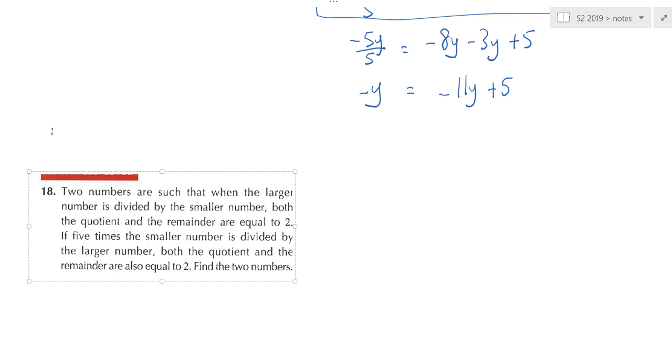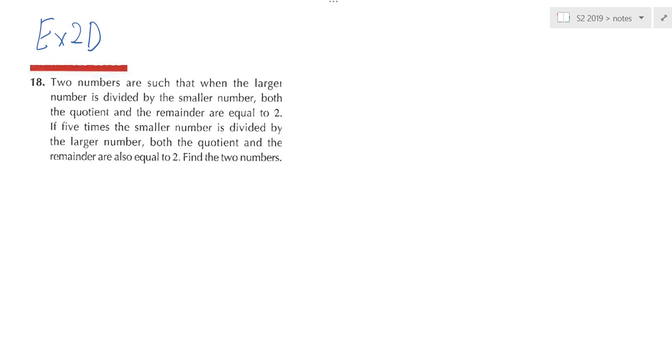So this is exercise 2D. So let's take a look. It says here a larger number is divided by a smaller number. Then find the two numbers. So you know this is some algebra question.